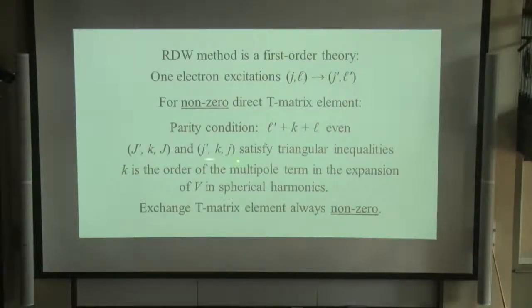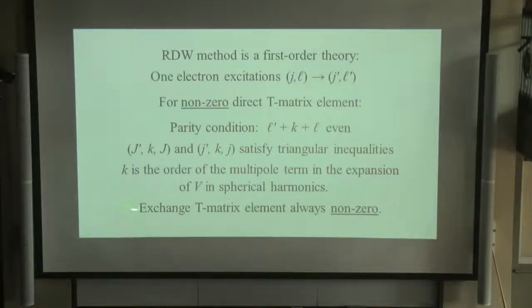As well, you must have these triangular inequalities in order to get a non-zero direct term. That is, the total angular momentum of the initial state, K, and the total angular momentum of the final state must satisfy the triangular inequalities, but also the actual J values of the electron that's making the transition must satisfy these as well. So we have these conditions that will determine whether or not we have a direct term.